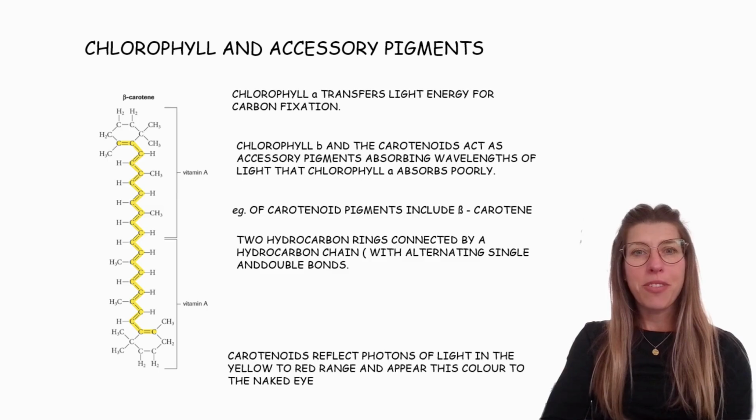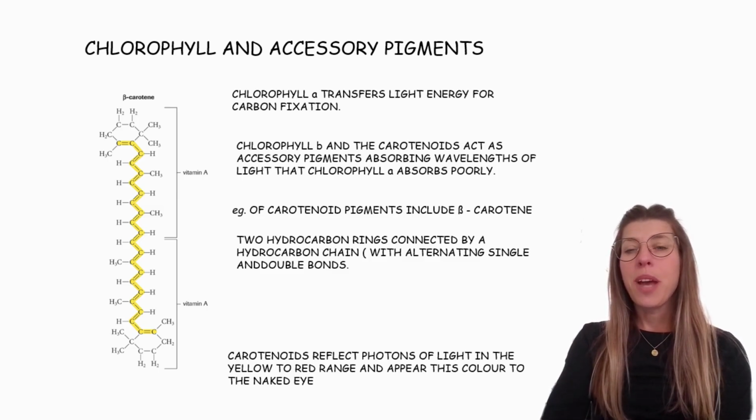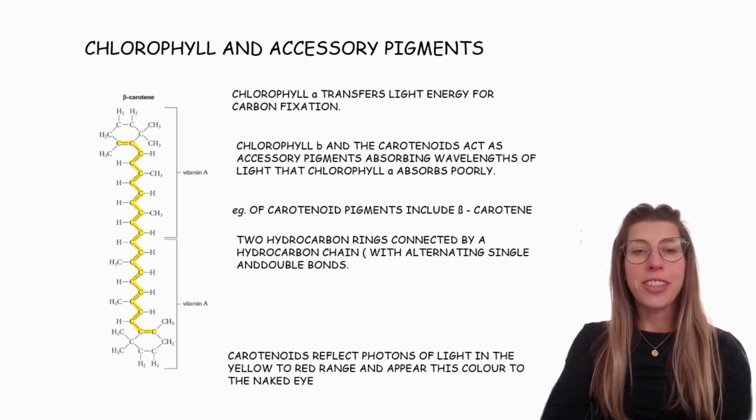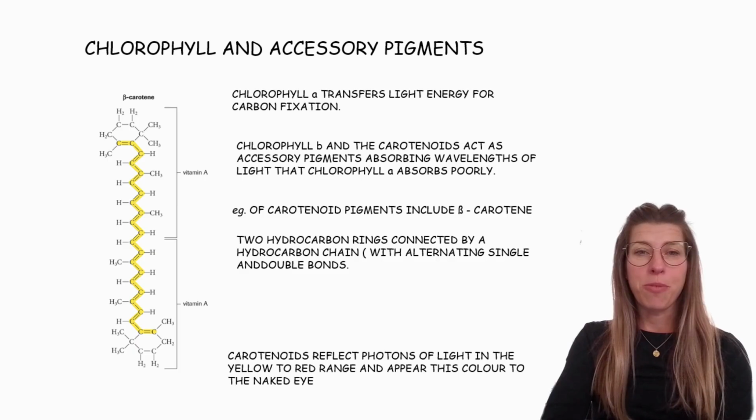Carotenoids reflect photons, those packets of light, in the yellow to red range and appear this color to the naked eye. So whatever the accessory pigment or the pigment itself cannot absorb, that's what's reflected, and that's the color that we see with our naked eye.